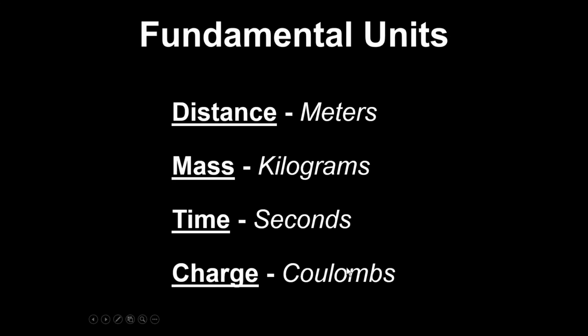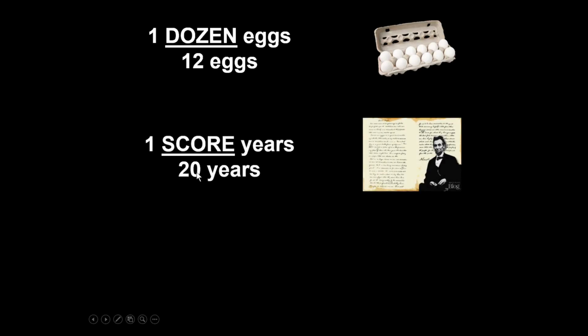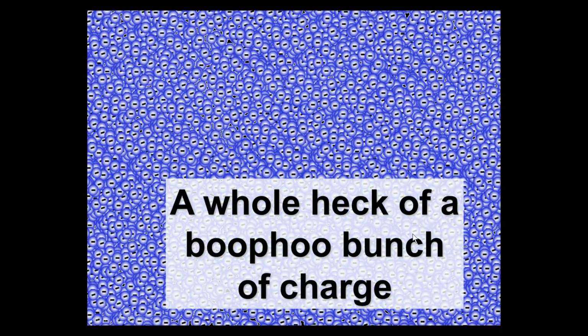And everything we looked at was those. We now have another fundamental unit called a Coulomb, and that is our fundamental unit of an amount of charge. Just like if we had a dozen eggs, the word dozen represents a specific amount, a score, 20 years, a ream, 500 sheets of paper. The simple idea here is that one word can represent a specific number of items. And if we had a whole heck of a boo-foo bunch, that's just being funny for a large amount of charge, we can talk about a Coulomb worth of charge.